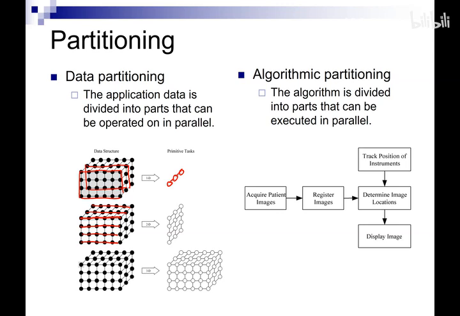And then next, you need to register these images, right? And then you need to do things like track the position of your instrument, and then figure out the image locations. And then maybe you have to display the image. So you can take this big MRI application and break it into these subtasks, and the subtasks have some relationships between them. Like you have to first acquire the image before you can register it, before you can determine the image locations. So there's some sort of precedence between these subtasks.